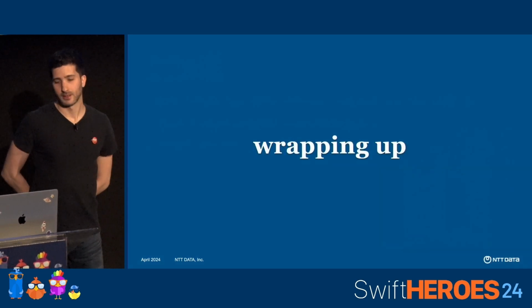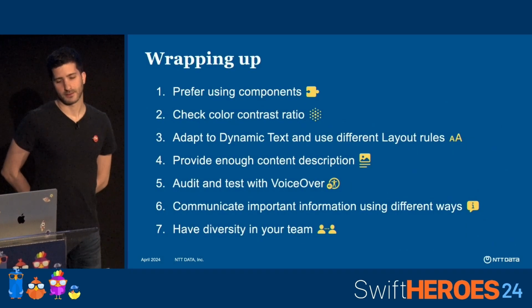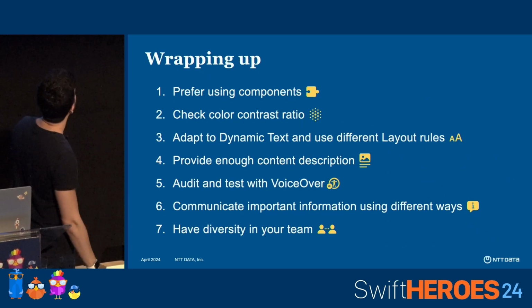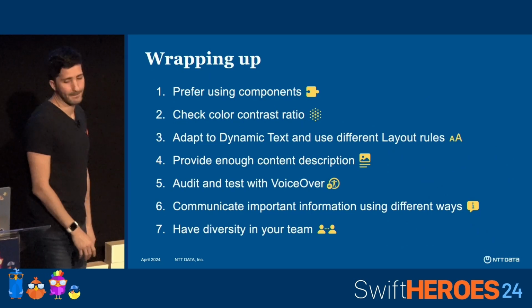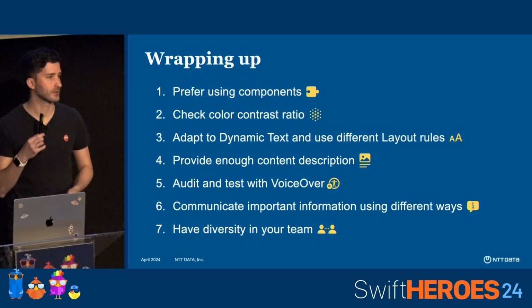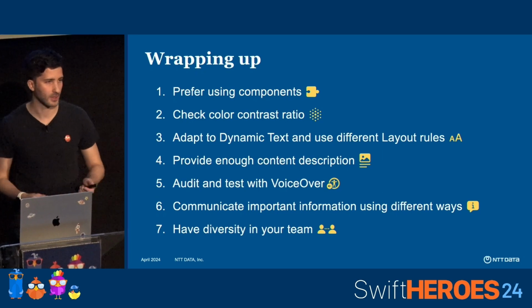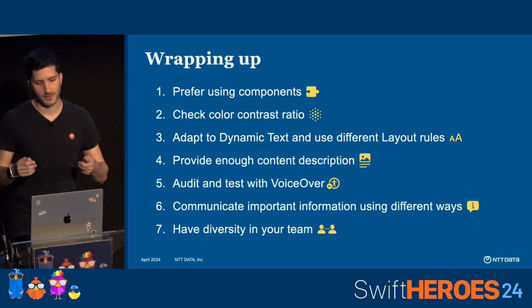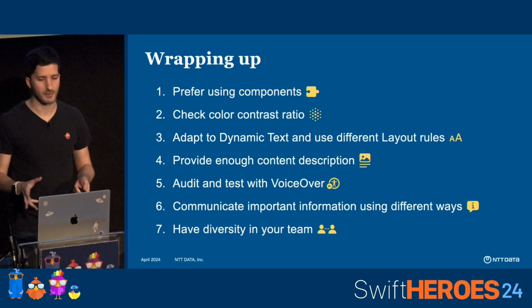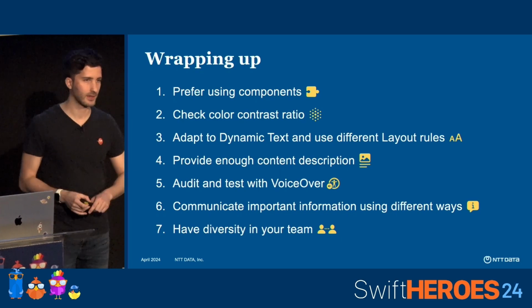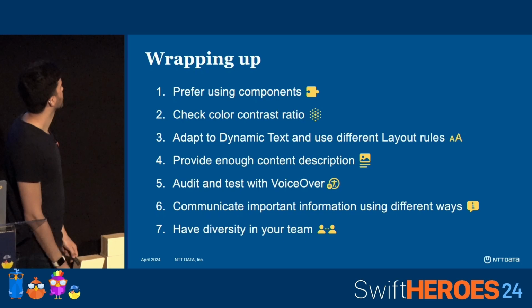So wrapping up, I would like to focus only on the last two of this list, which are: communicate important information using different ways, as I showed in the first example of my talk, and have diversity in your team, because that's the best way to test if the accessibility that we are implementing in the app really is well made and works for them.